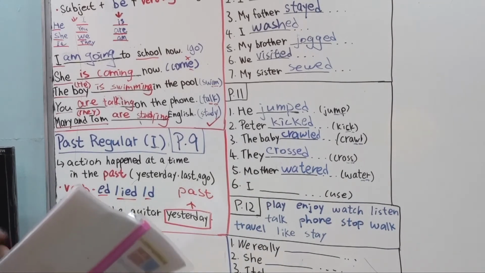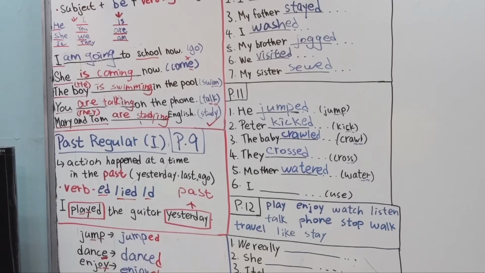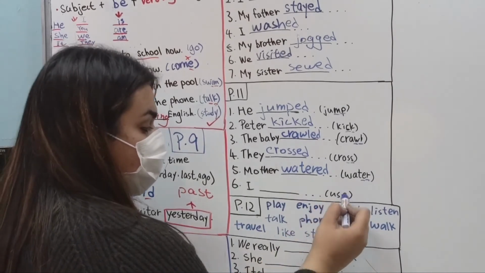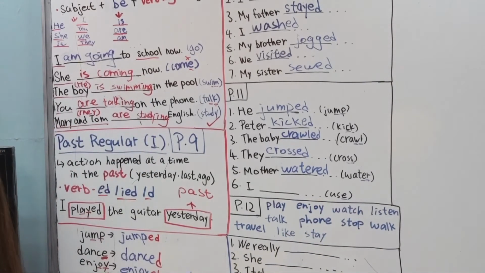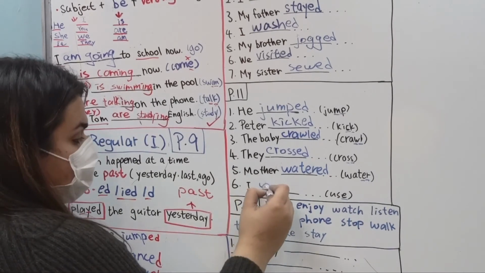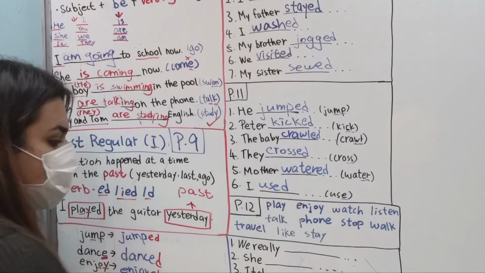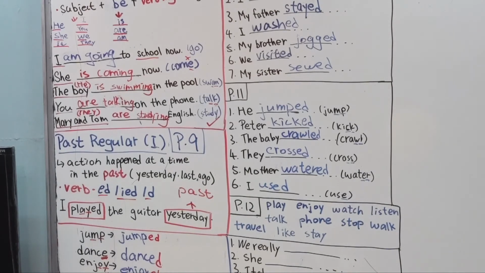I used the scissors to cut the paper, right? Use ends with E. So do we add one more E and D? We add D. That will be enough for us. Okay, check your answers. Alright, let's move on to the next page.